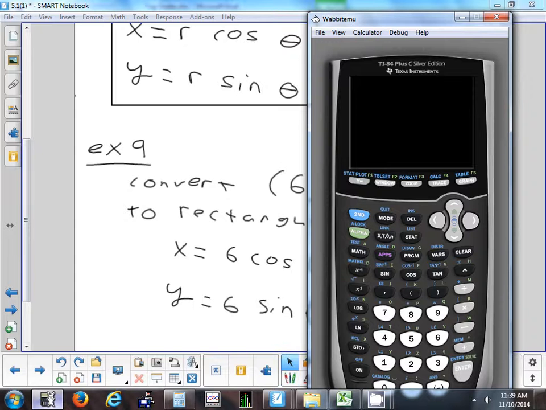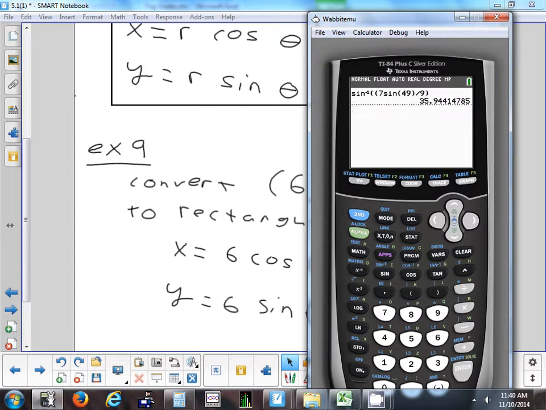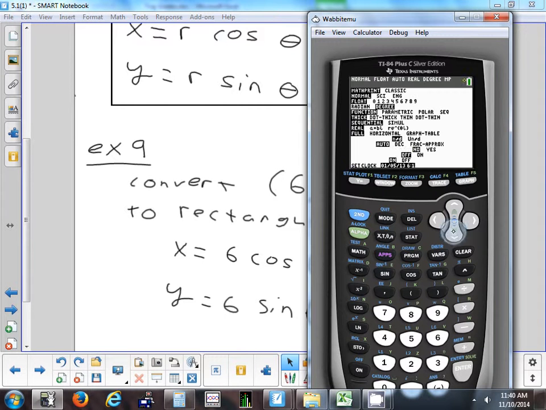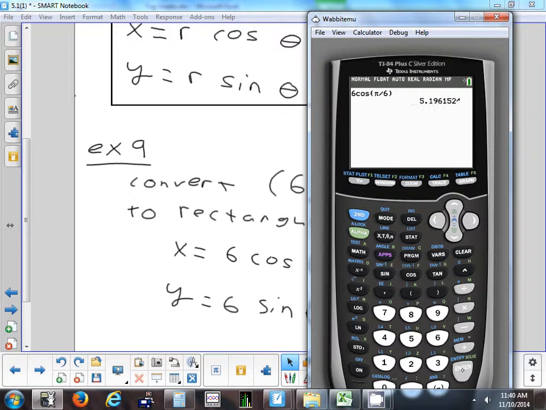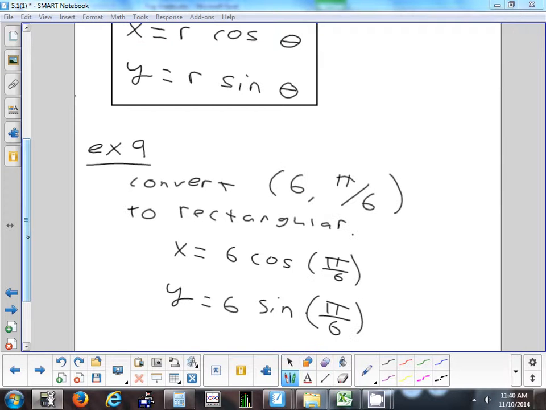Okay, since I wrote it as pi over 6, I'm just going to leave my calculator in radians, and I can type it in exactly the way it appears. 6 cosine pi over 6. And let's put it in radians. Okay, so I get about 5.20. A lot of times when you have a point that was very nice to write in polar, like 6 comma pi over 6, when you change it to rectangular, it can get messy. Okay, so just round it off.